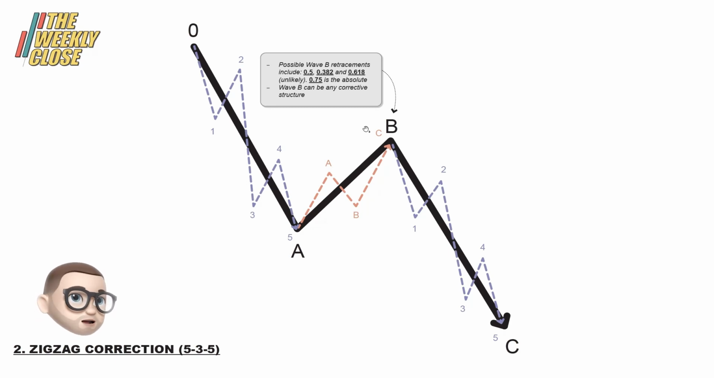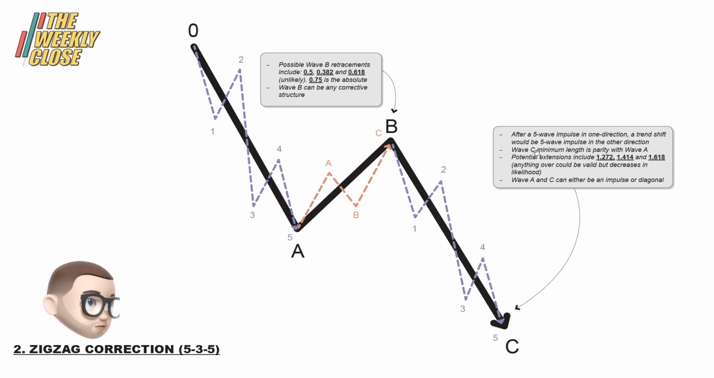Now here are some of the rules. It's possible for wave B to retrace up to 0.5, 0.382 and 0.618 on the Fibonacci retracement, but 0.75 is the absolute limit. That's not to say that within a correction it can't go further, but then it's just not a zigzag. The other forms that would qualify for that, we're going to explore in subsequent videos. And finally, wave B can be any corrective structure, so we're going to look at all the various forms that can take place, and just remember that this can be swapped out for some of those others.